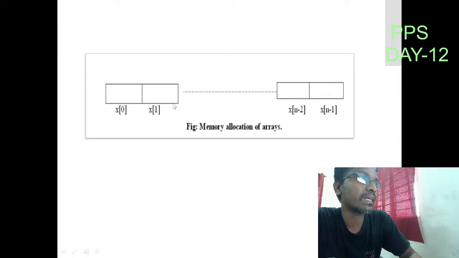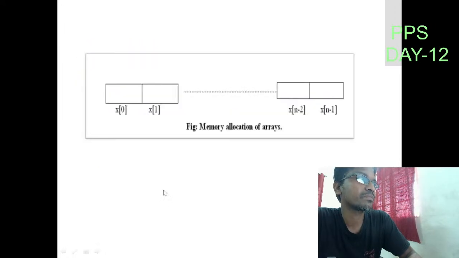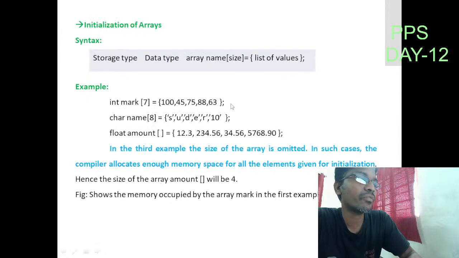So all these 10 elements will share the same array name, followed by the same data type. So all 10 elements will belong to the integer data type, or all 50 characters will belong to the character data type, or all 10 real numbers can belong to the float data type. So that is the memory allocation of an array.